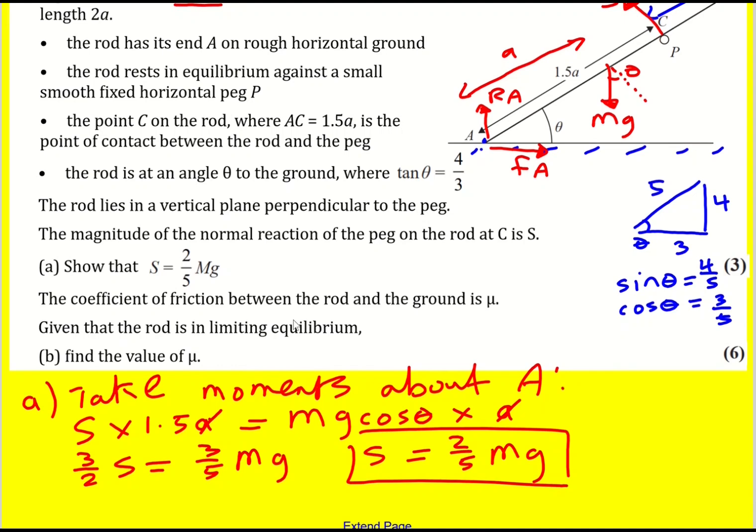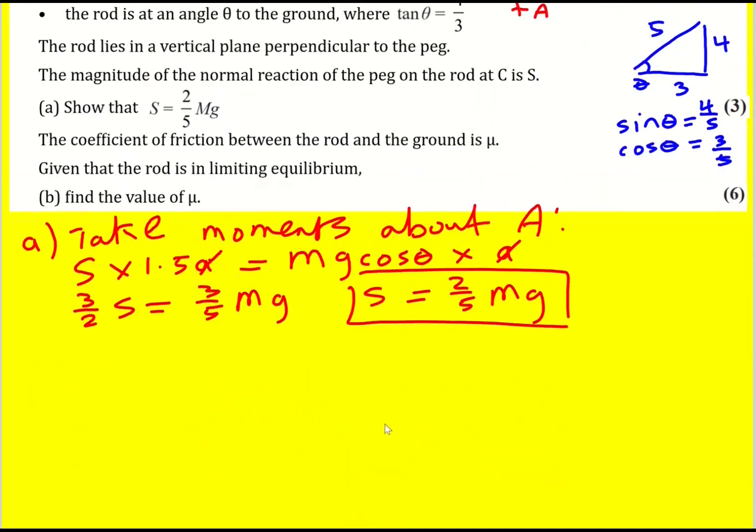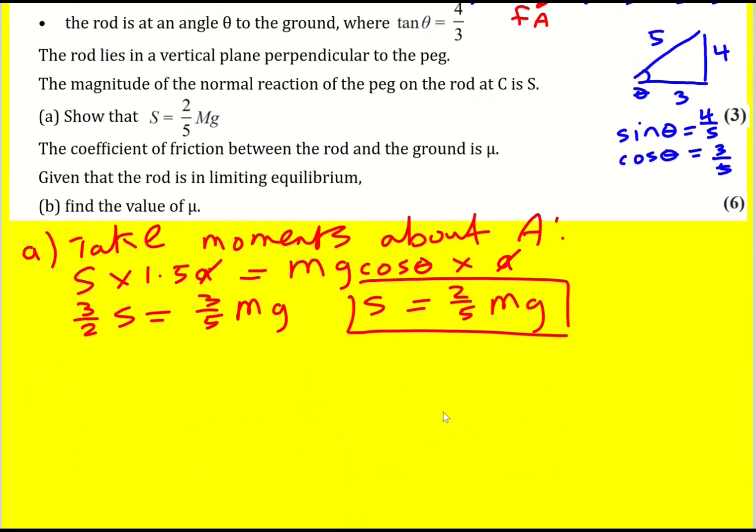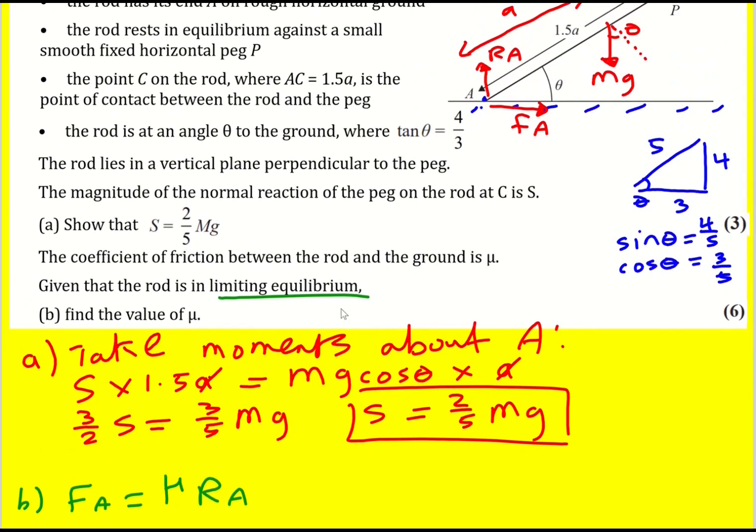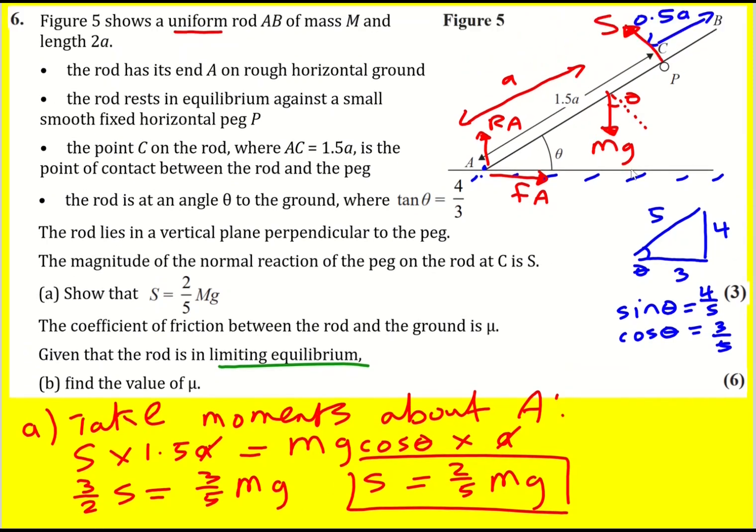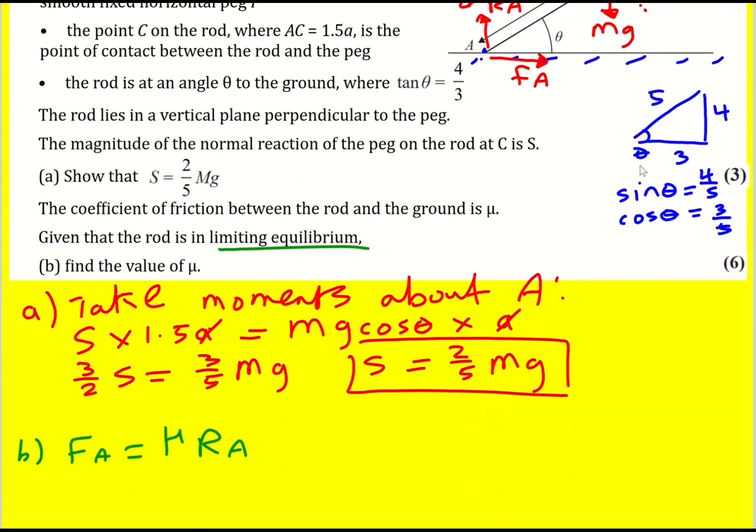Now for the resolving forces part. So we're told that the coefficient of friction between the rod and the ground is mu, and it's in limiting equilibrium. So it's on the point of moving, which means that the frictional force will equal mu times the normal reaction at A. It's not less than or equal to because it's actually on the point of moving. So we've just got to work out F_A and R_A. And this is where the resolving forces comes in. So I'm going to resolve vertically.